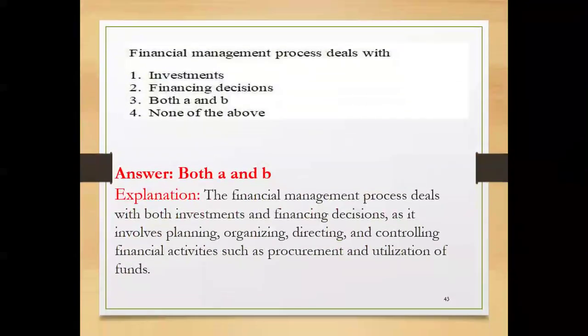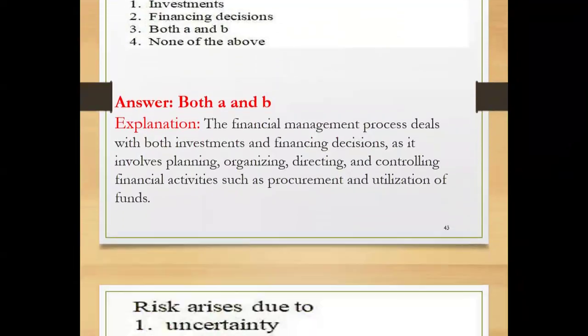Financial management process deals with investment, financing decisions, both A and B, none of them. Both A and B. See, as I mentioned earlier, the financial management is totally concerned with investment decisions, financing decisions, and dividend decisions as well. It involves planning, organizing, directing, and controlling financial activities such as procurement and utilization of the funds.